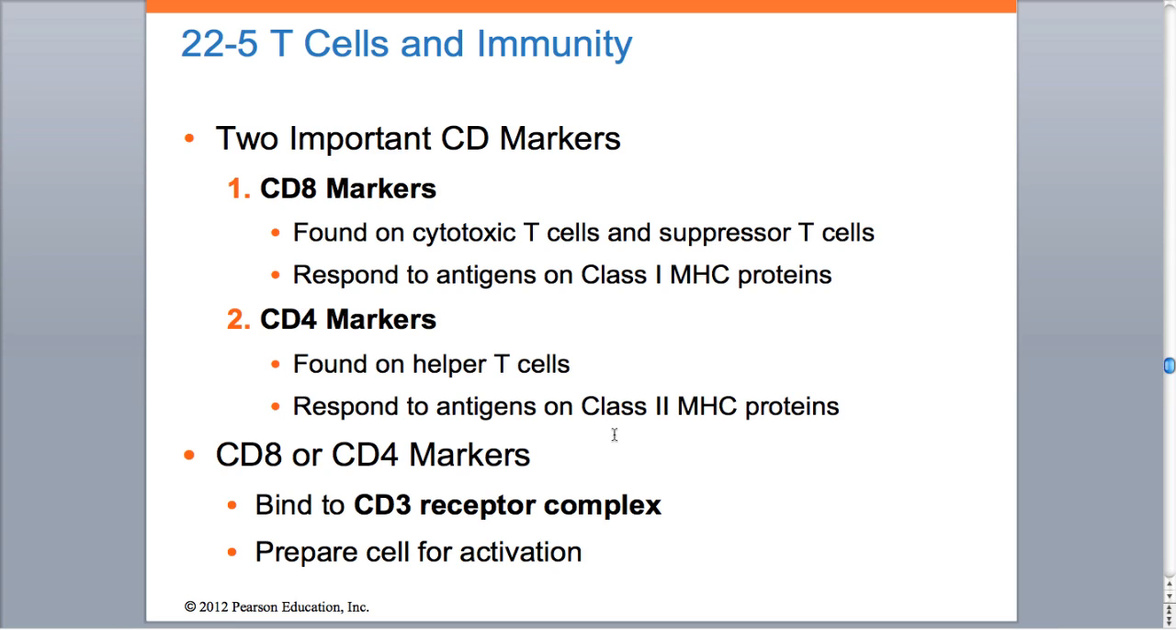Now it's good to see this list here. CD8s respond to the class 1 markers. CD4s are responding to the class 2. So be aware of this slide. That's why I said this slide is important. So CD4 goes with class 2, CD8 goes with class 1. CD4s are often called helper T cells, CD8s are called cytotoxic. So this slide is important to keep in mind.